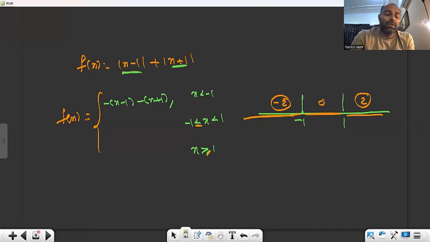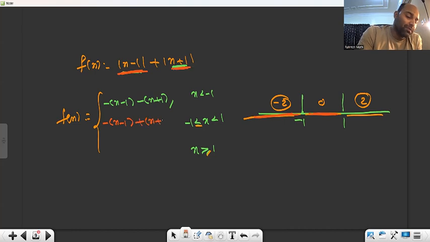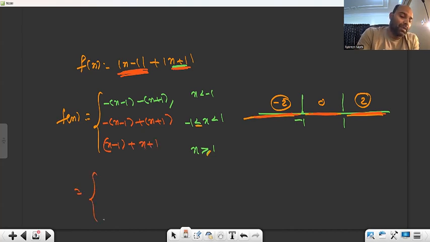Next is 0 you give. Still, those who have doubt, listen carefully. When you substitute this value, whether you get a positive or a negative answer, that only you have to check. Forget about modulus. Now I'm giving 0. 0 minus 1 is negative. 0 plus 1 is positive. Next is 2 you give. 2 minus 1 positive. Positive x minus 1. 2 plus 1 is also what? Positive.